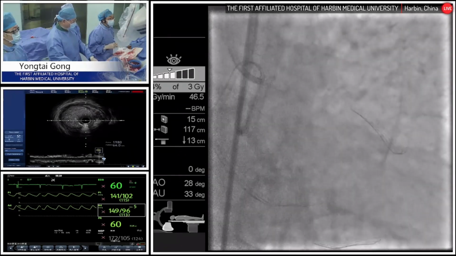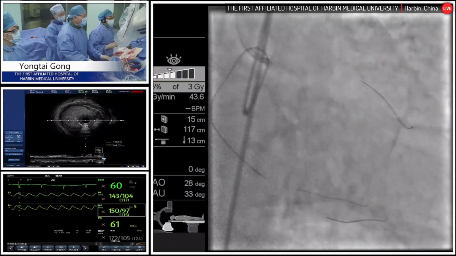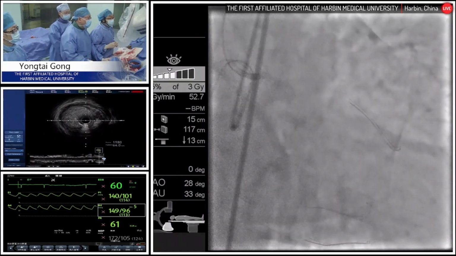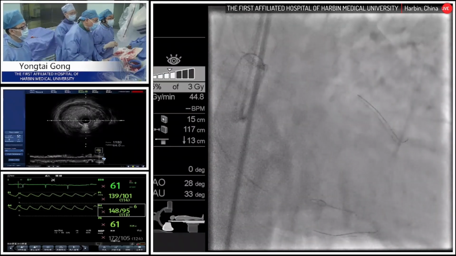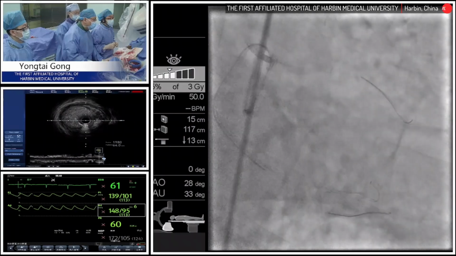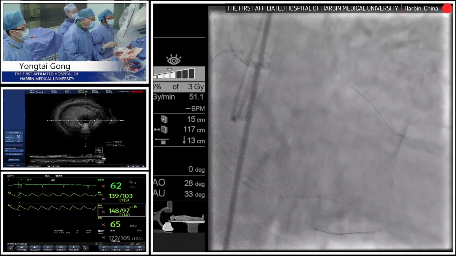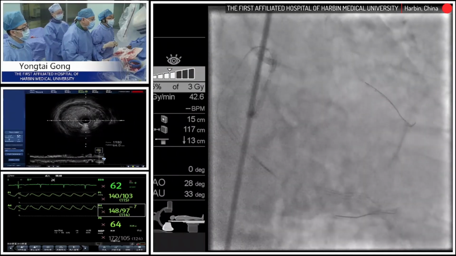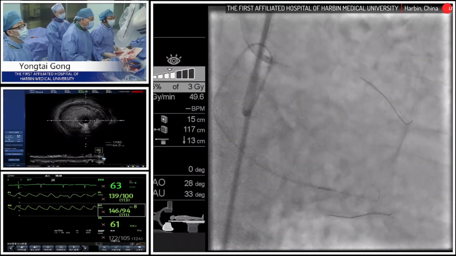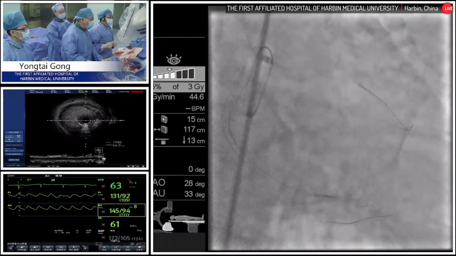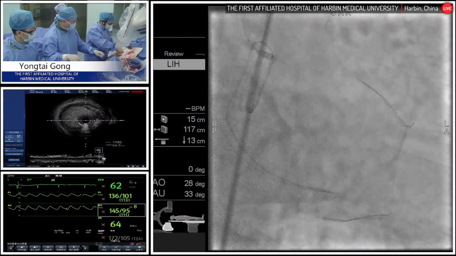I think Professor Gong has made a very good demonstration of retrograde crossing as well as microcatheter crossing. For the retrograde approach we have several choices. Some high volume CTO operators like Professor Li Yue and Professor Gong Yongtai have their own unique habits and choices of retrograde crossing. The most often asked question is what wire choice and tip bend is best for the retrograde wire.